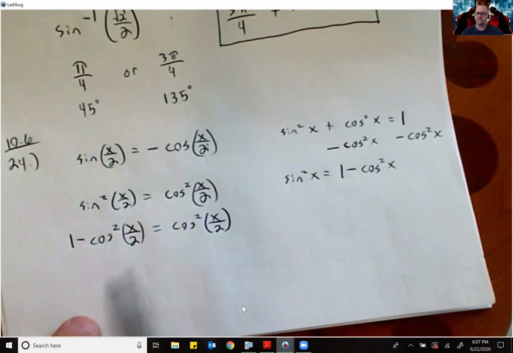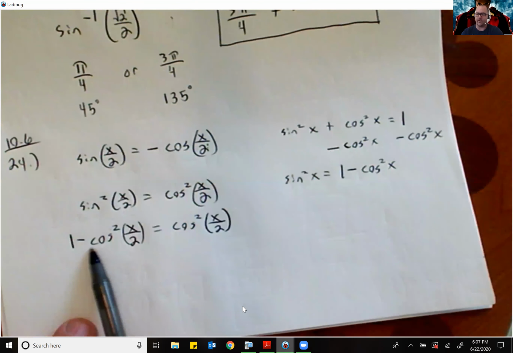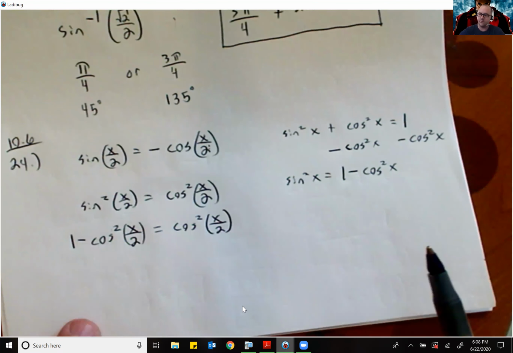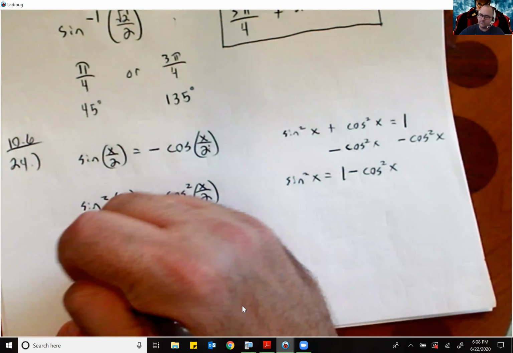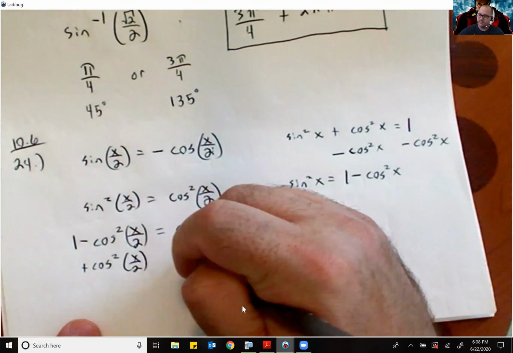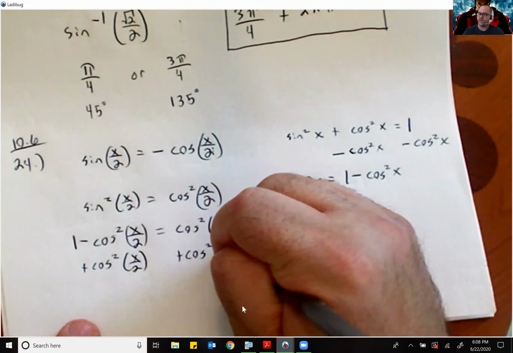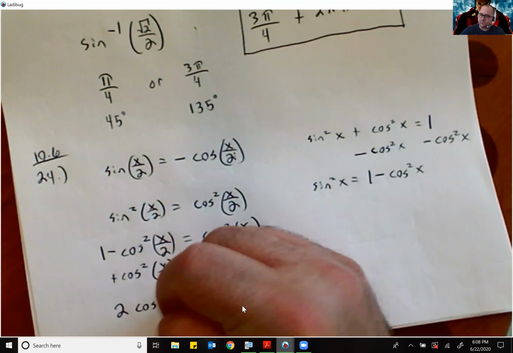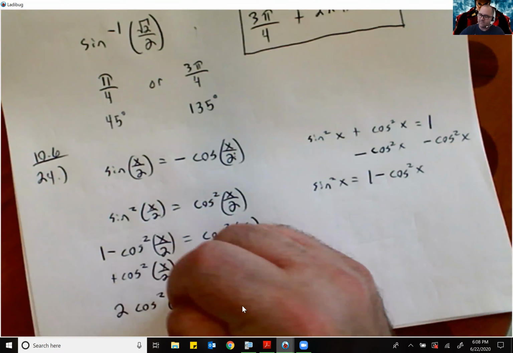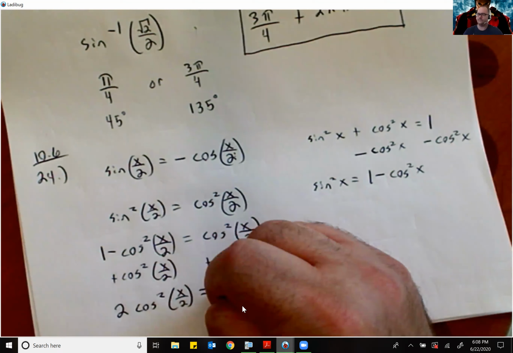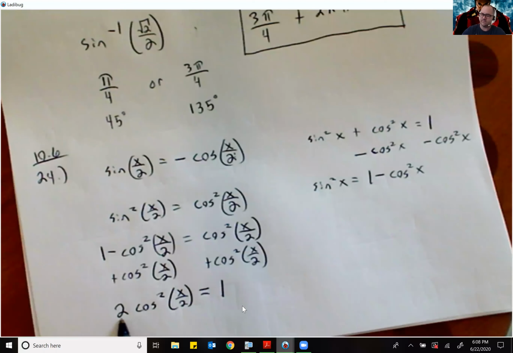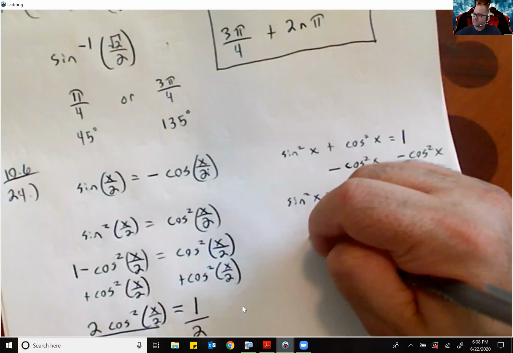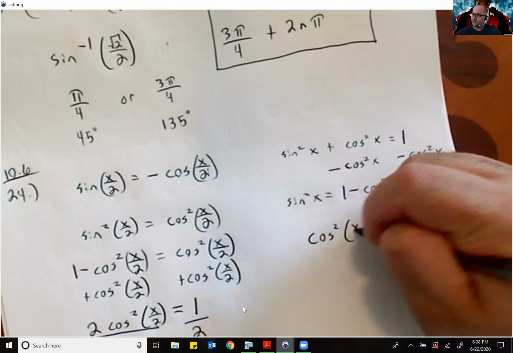Well, let's get all the cosines onto one side. So it's easiest to take this guy and bring it over here. But if you brought this over here, you're going to get the same answer. It doesn't matter. So I'm going to add cosine squared half angle to the other side. So what we have is these two can get together and become 2 cosine squared half angles equal to 1. Well, how do I get rid of the 2 in front of this? Divide by 2, divide by 2. So what we are now looking at is cosine squared half angle equal to 1/2.